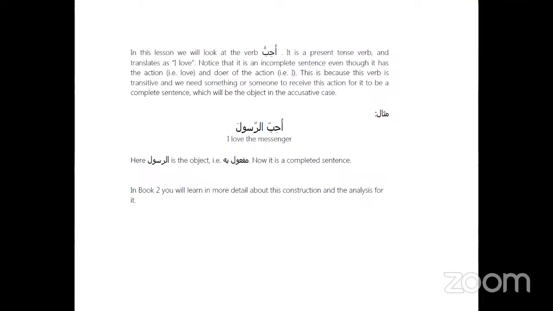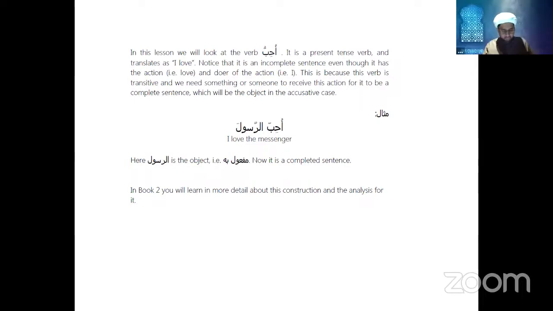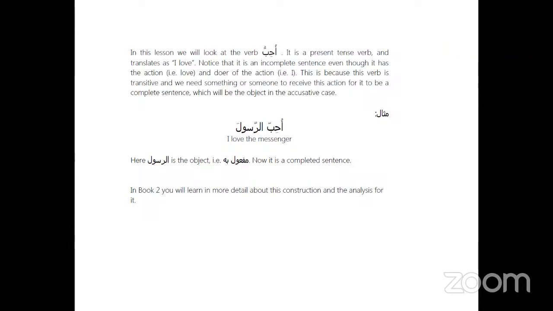Okay, and translates as I love. Notice that it is an incomplete sentence, even though it has the action, that is love, and the doer of the action, that is I, the verb and the doer. This is because this verb is transitive and we need something or someone to receive this action for it to be a complete sentence, which will be the object in the accusative case.